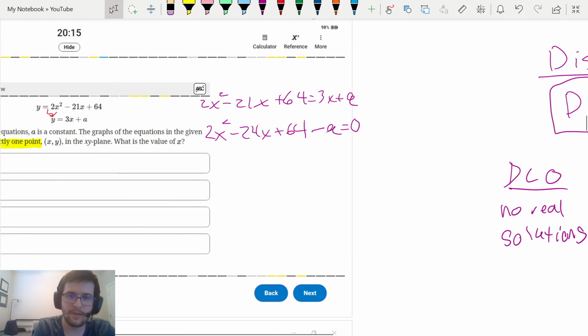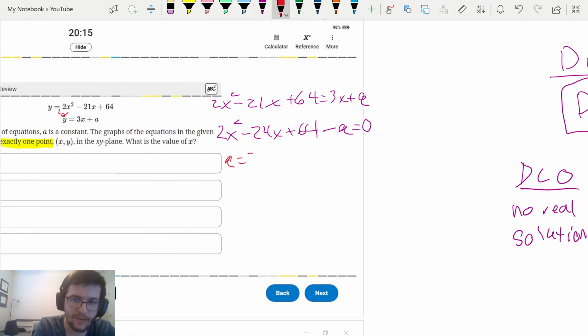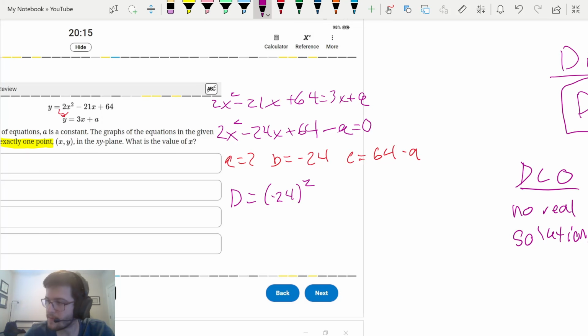Okay, so we're going to do a is 2, b is negative 24, and then this is really important. C is the constant term, so it's this whole thing here, 64 minus a. So C is equal to 64 minus a. So now we're going to plug into d equals b squared minus 4ac. So d equals negative 24 squared minus 4 times a is 2, and c is 64 minus a.